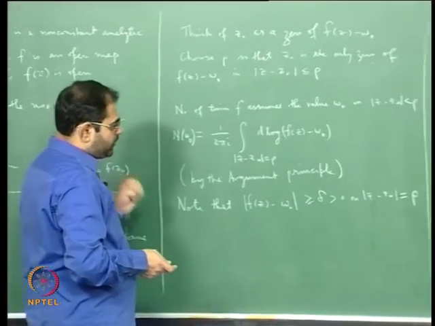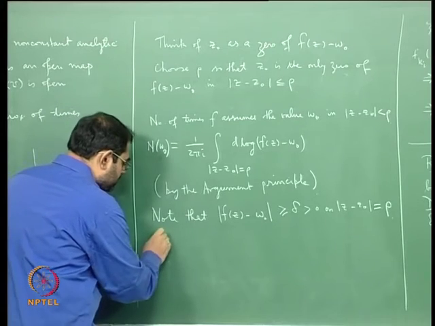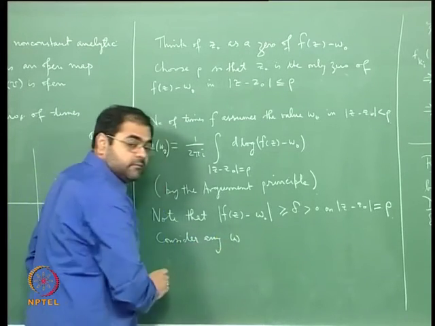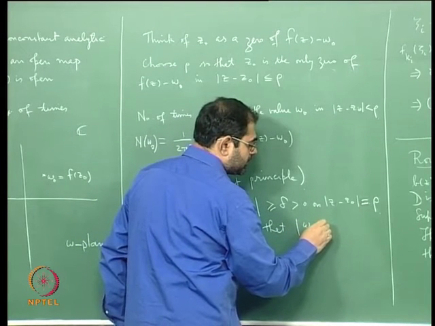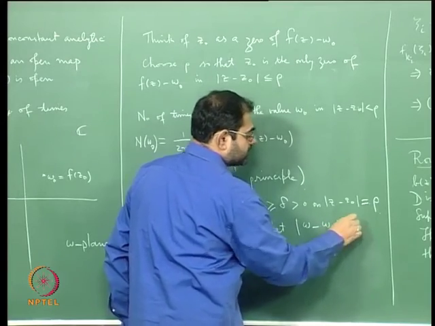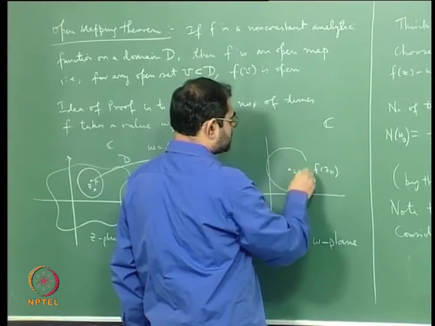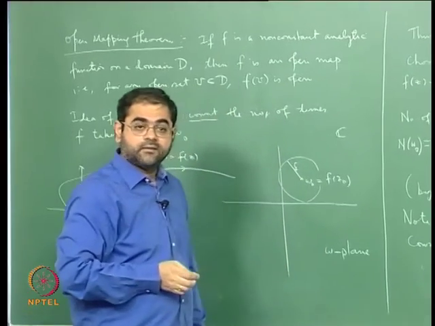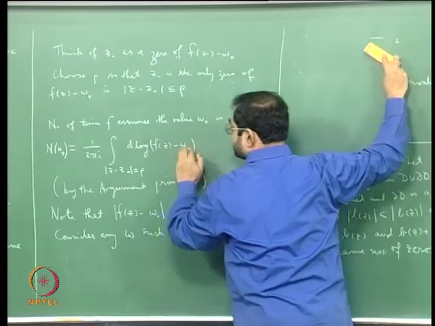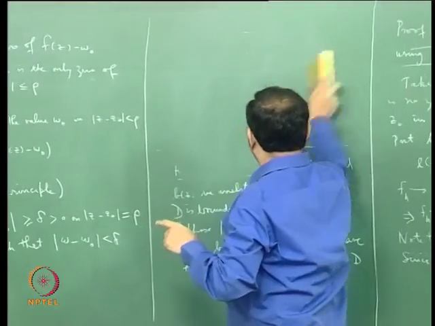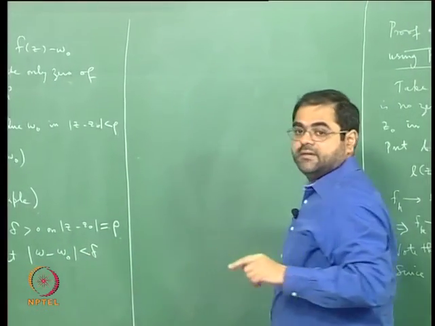Okay. Now, you see, the trick is, what you can do is consider any omega such that mod omega minus omega naught is less than delta. Okay, so you see, it's the same delta I'm using. So what you do is you now take a disk centered at omega naught and radius delta. Then you know I can completely replace omega naught in this equation by omega, and that will give me the number of times f takes the value omega in the disk mod z minus z naught less than rho.